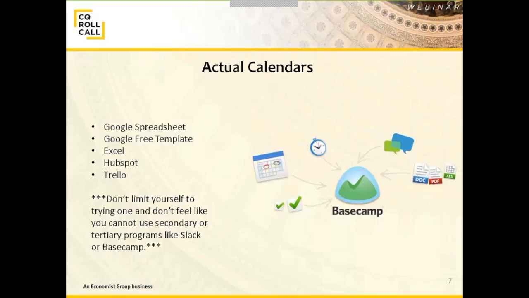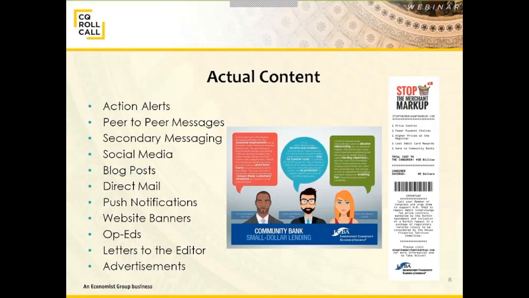Don't limit yourself to trying one, and don't feel like you cannot use a secondary or tertiary program. I think programs like Slack or Basecamp are perfect to use in conjunction with a content calendar. The information will be more descriptive. It's more communicative, where you can talk to your different departments or employees in real time. And you can also refer to that content calendar.